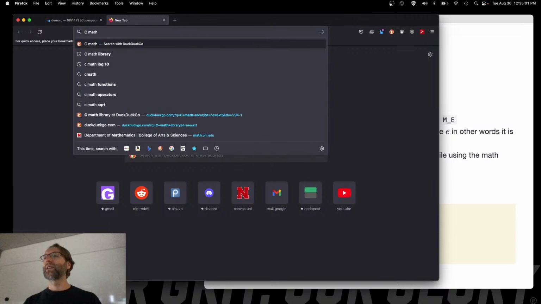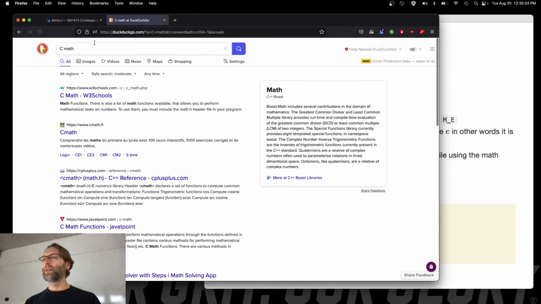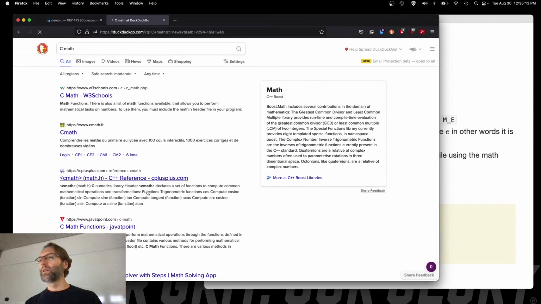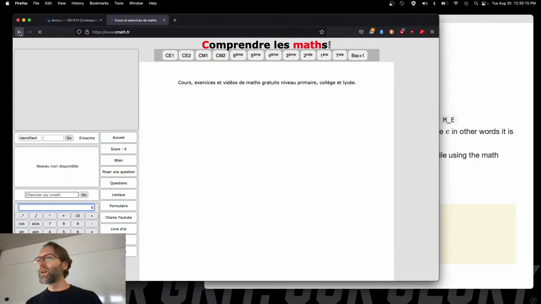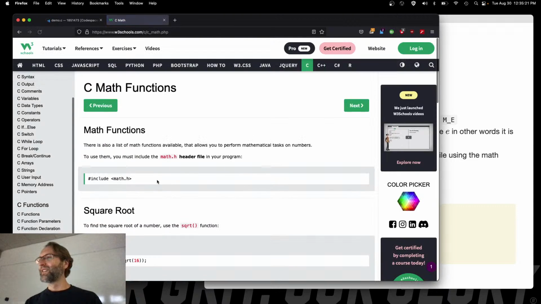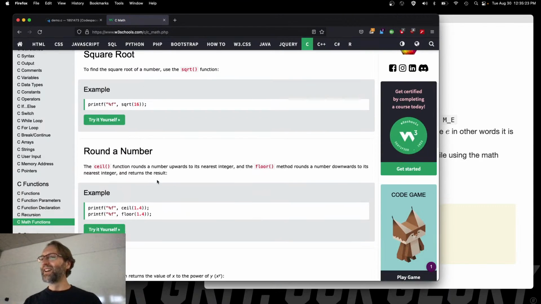C math library. W3Schools is not recommended. C++ is going to be okay there. Tutorials Point, probably not. Maybe this one. No, that's French. Les maths. I assume that's French. I don't know.